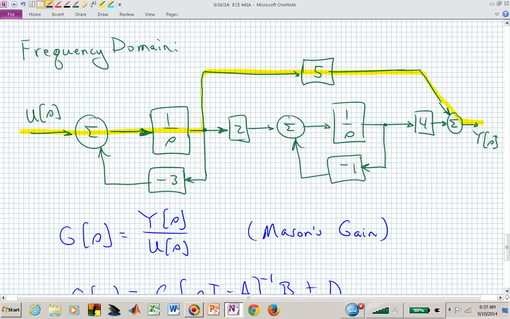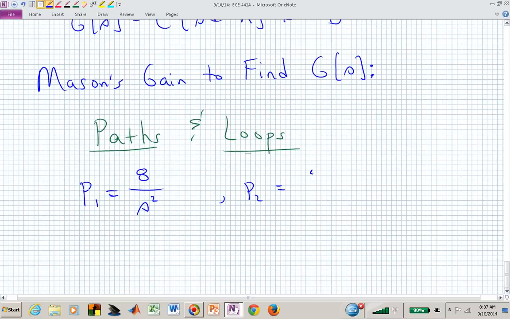As an expression, 5 over s. Any questions on paths? Pretty straightforward, but sometimes they're buried in there and they're hard to see. That's the problem or the difficulty with Mason's gain. Sometimes you go, I didn't see that path. Well, sorry. Minus 50.